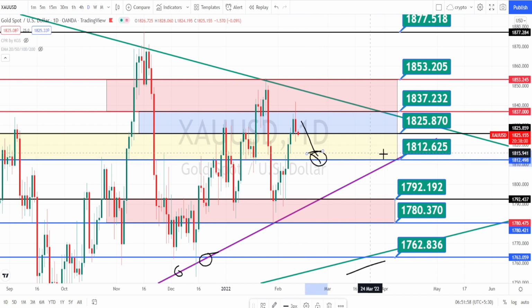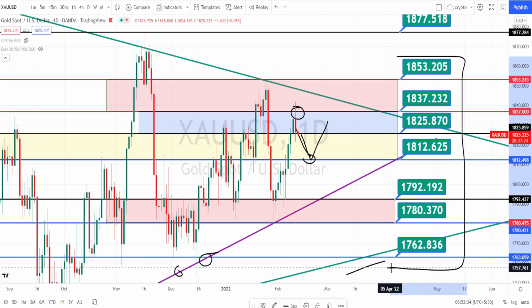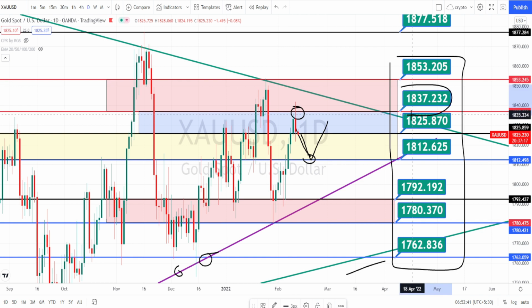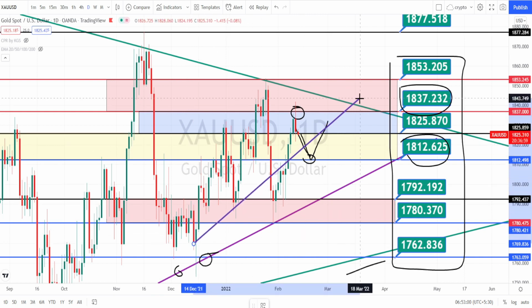Up to this level of 1812, it's still in a bullish trend. So we can expect the price action to trend down, take support at the level of 1812 and again bounce back. Still the bearish trend has not started in this currency pair. Only the price action got rejected at the level of 1837 and it is in a retracement. These are all the support and resistance levels in the daily time frame, and currently the price action is trading within the 1837 resistance and the support level of 1812, and within this it is still in a very nice bullish trend.